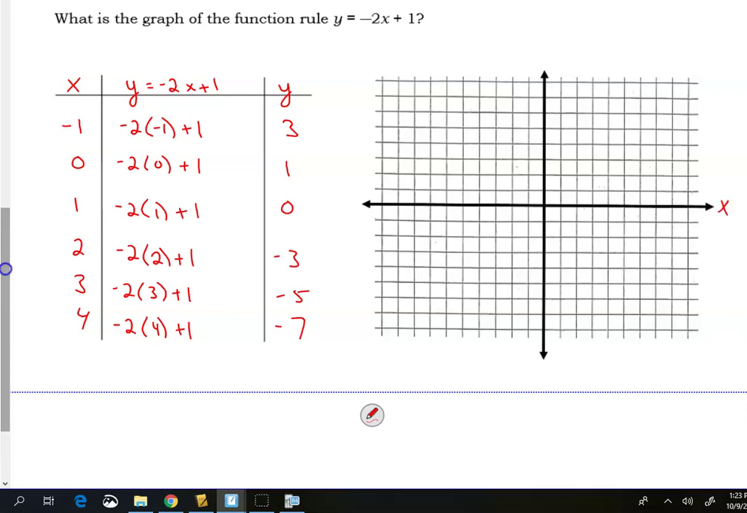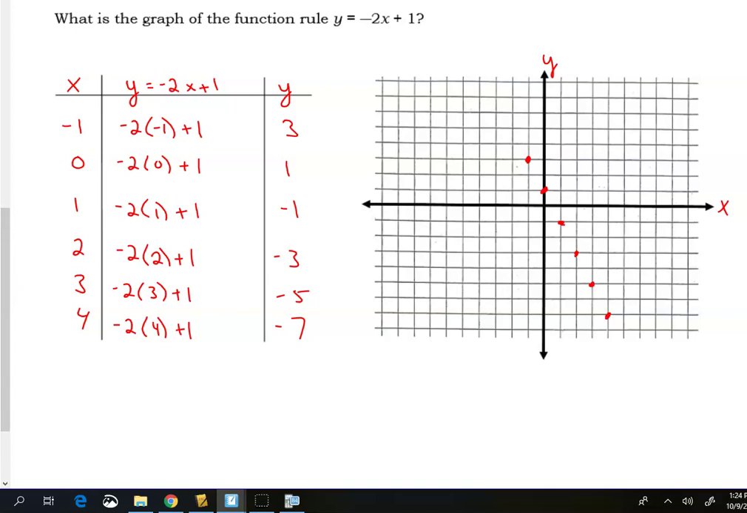Remember that you must label your axes. If your axes are not labeled, I take points off. X is negative 1 when y is 3, so I'm going to plot that point. 0, 1 I'm going to plot. 1, 0. Something's wrong here. When x is 1, y should be negative 1. So 0, 1, 1, negative 1, 2, negative 3, 3, negative 5, and 4, negative 7.